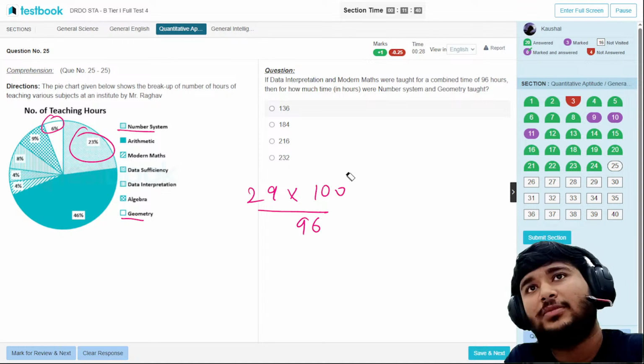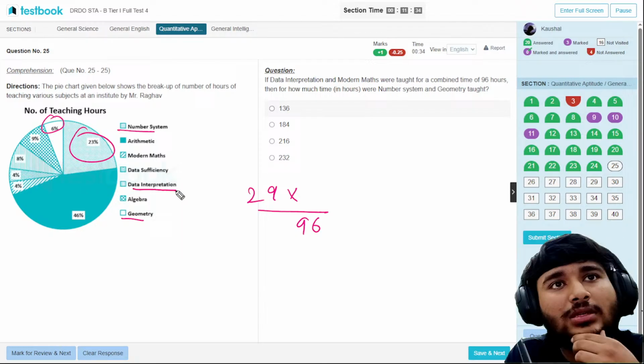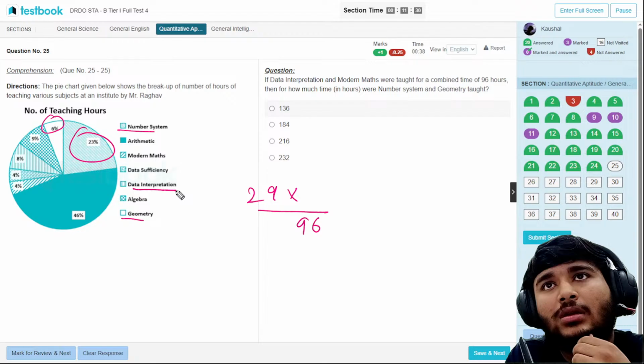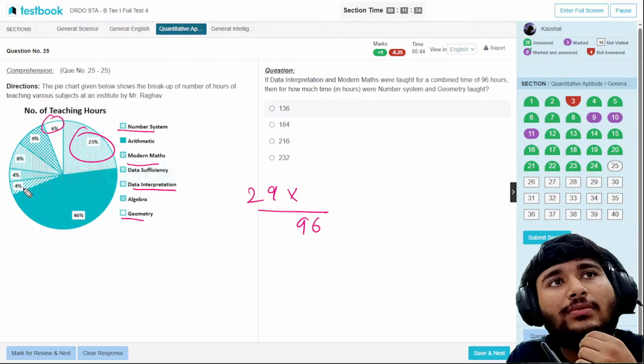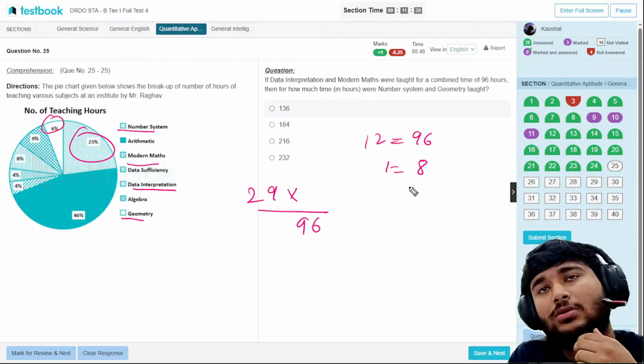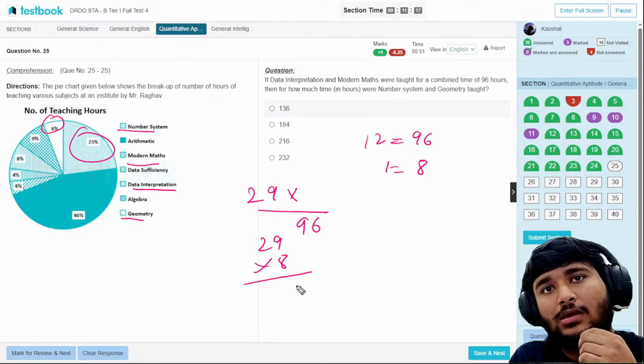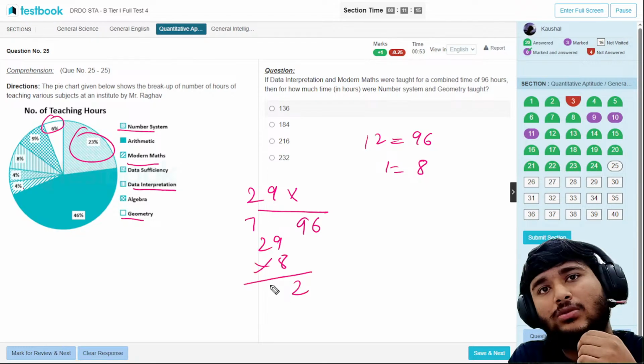Data interpretation and modern maths are taught. Data interpretation कौन सा है इसमें? ये वाला. और modern maths क्या है? ये वाला. थर्ड वाला. 4 plus 8 12. So 16.